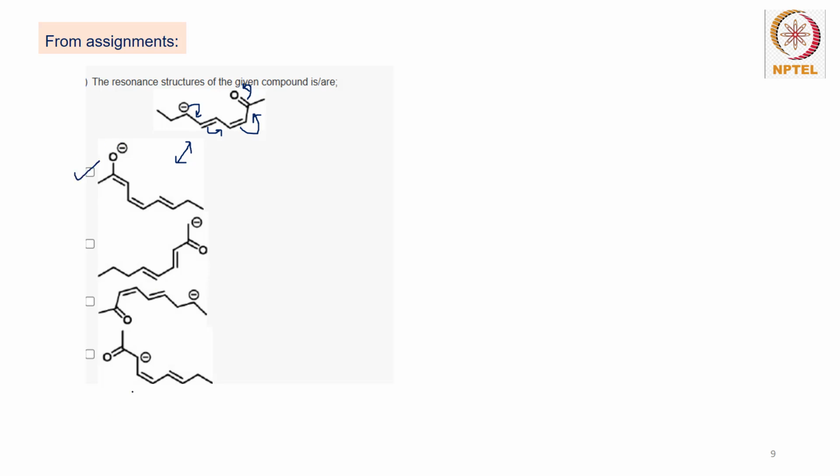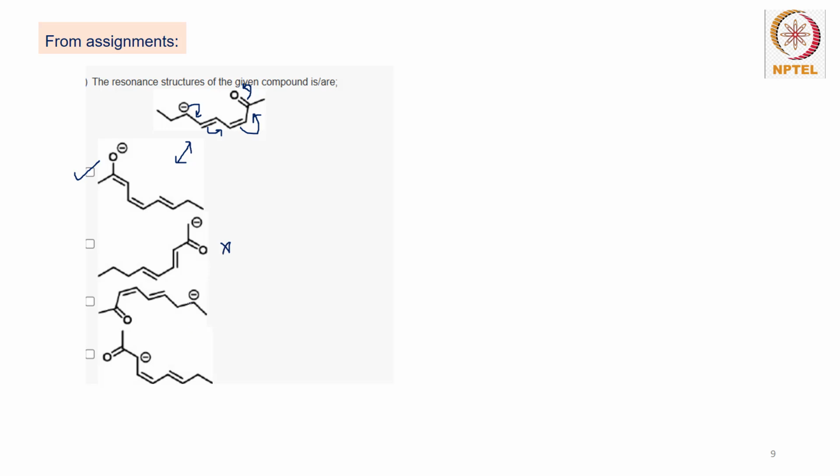Another, so there is a probability of more than one answer. Whenever there is an "is or are", you have to check if any other option is available or not. If you look at this position, here they have delocalized the negative charge to this position. It is not possible. Negative charge can't go to this position because there is no conjugation at this position. It can't jump from this center to this. So it will not be our answer.